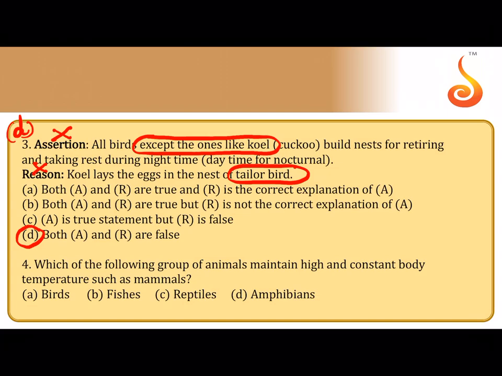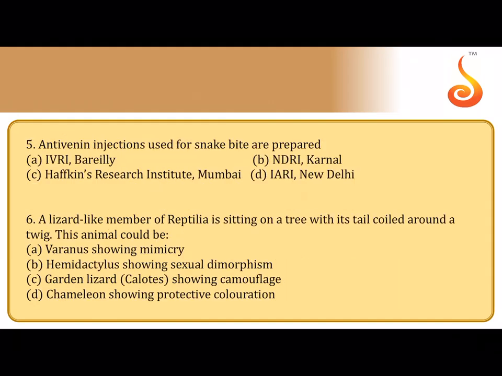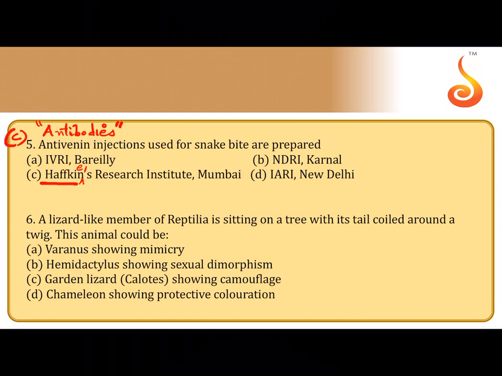Which of the following group of animals maintain high and constant body temperature, such as mammals? Obviously, it is birds, because birds are also homeothermic. Anti-venin injections which are used against the snake bite. Now, anti-venin means they contain antibodies against the snake venom, isn't it? So anti-venom against the snake venom. Now these anti-venom injections are prepared in Haffkine's Research Institute in Mumbai. So the answer is the third option.